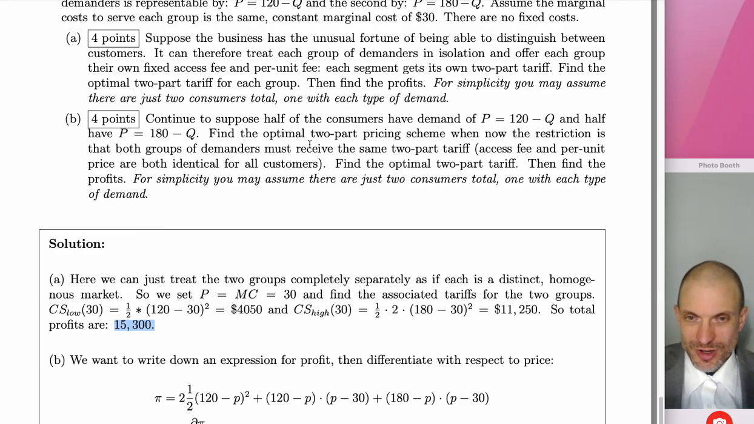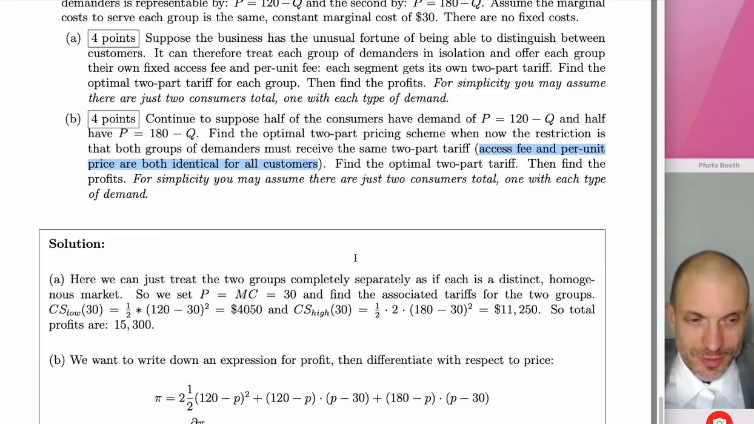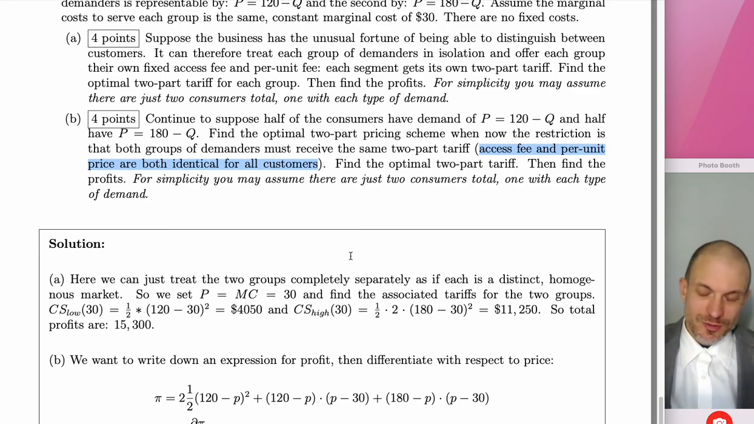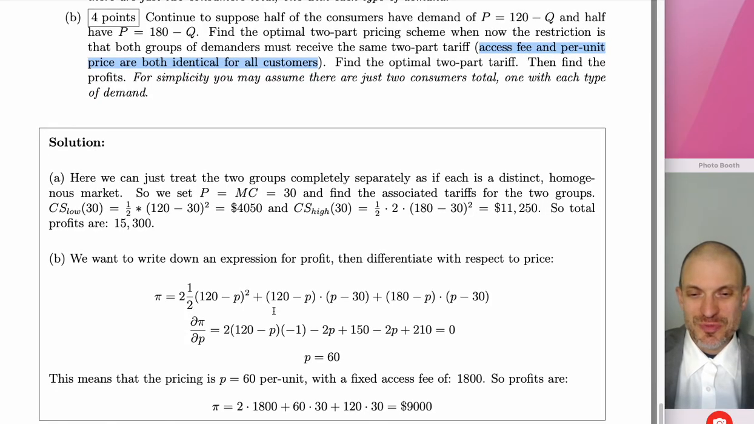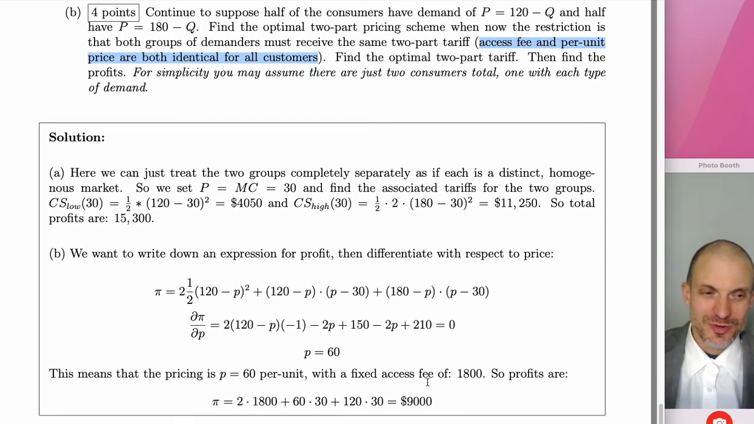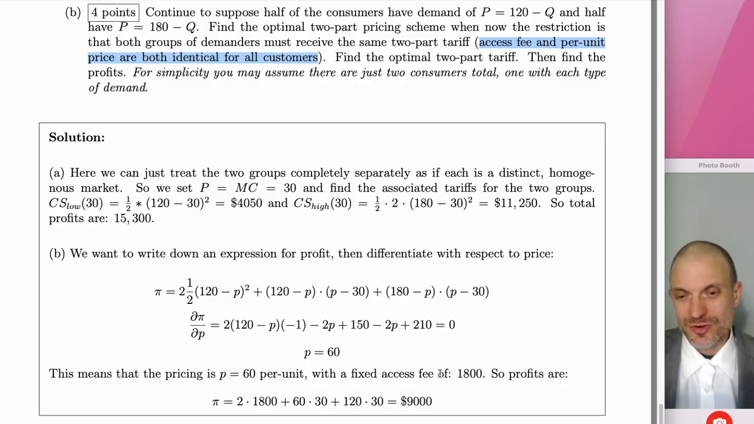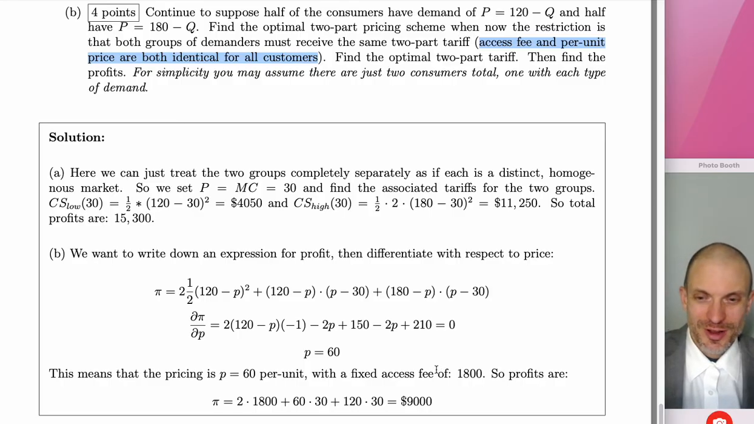Okay, so part B now, we want to assume that we have the same demanders, but the key thing here is the restriction that they both have to receive the same two-part tariff, so the same fee and the same per unit price. So this is where we want to write out profits as a function of price, and then take a derivative. We want to find the optimal price, and then with that price we can drop it back into our expression for consumer surplus for our low group, which is going to be our tariff, and that'll give us our tariff profits. And then, to be sure, you should go back and compare this to profits if you were to just ignore one of the two groups, and that's interesting to do in this one.